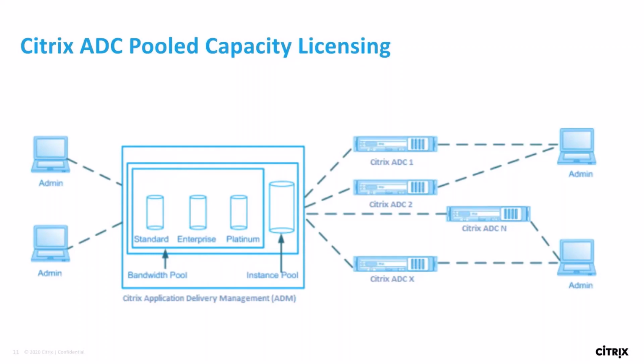When the instance no longer requires these resources, it checks them back into the common pool, making the resources available to other instances that may need them. Overall, pooled capacity licensing is going to optimize the licenses and bandwidth used across all the ADC instances in your environment, and we will show what that looks like in the demo.